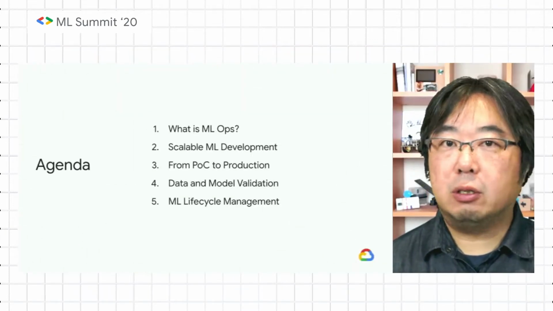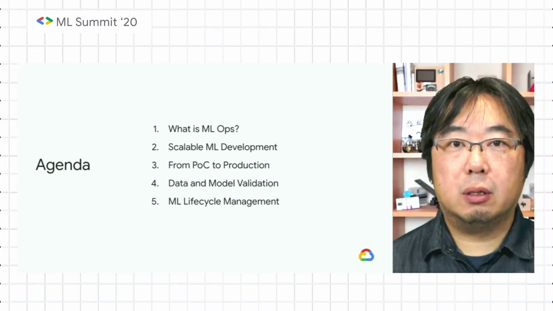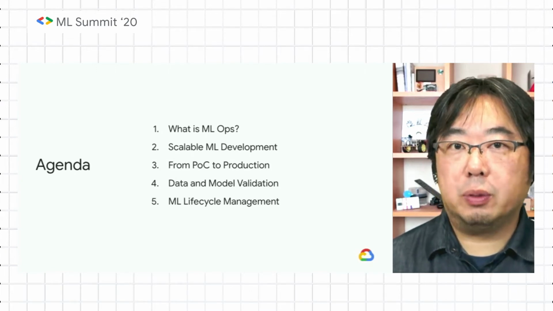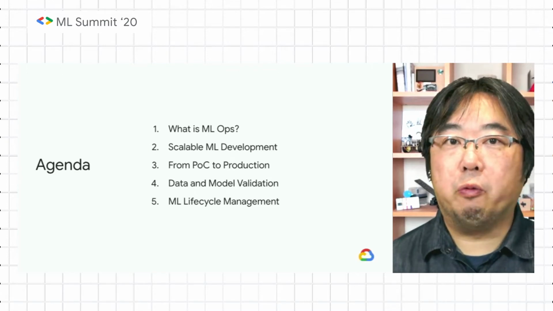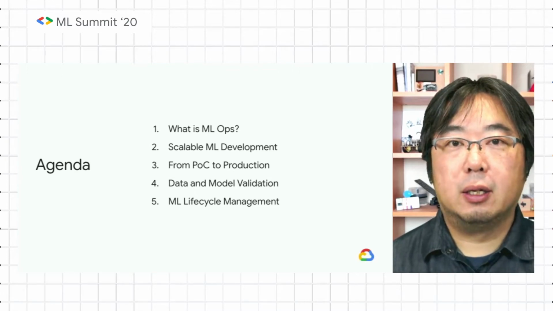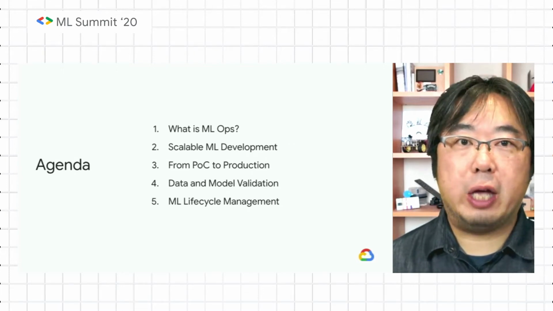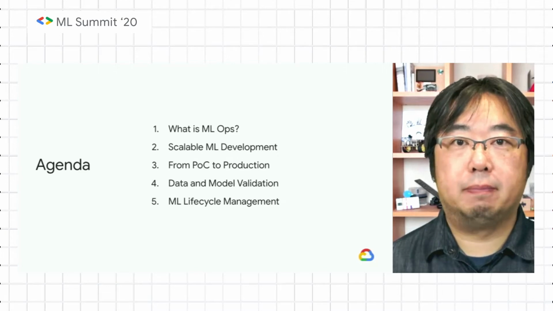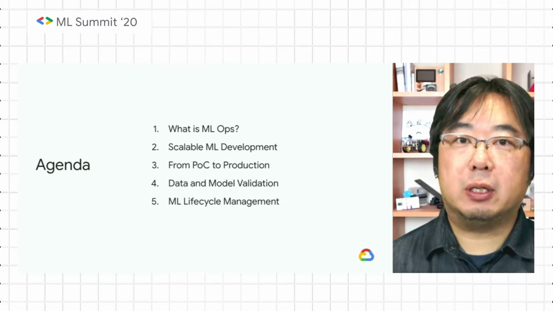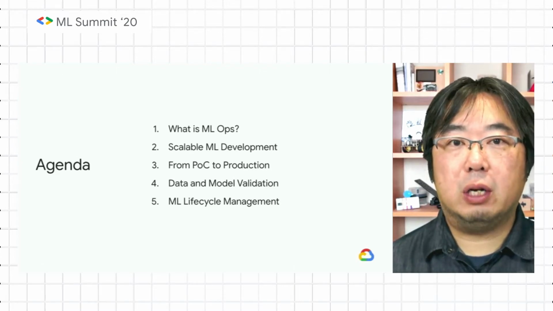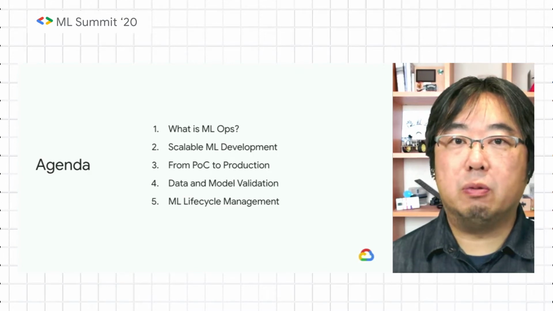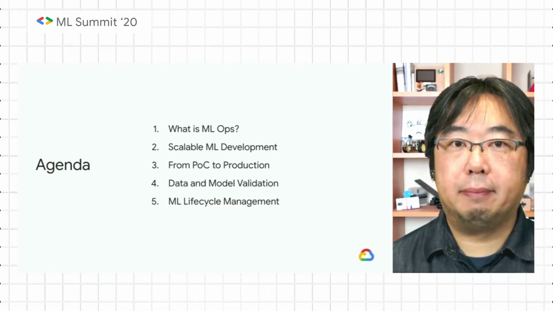In this session, I'd like to cover these topics. First, I will discuss what is ML Ops and how you can build a scalable machine learning development platform with Cloud AI. Then I will discuss what are the gaps between the POC and production and how to fill those gaps. And then I will discuss why the data and the model validation is important and how you can do that. Lastly, I'd like to explain how you can build a machine learning lifecycle management pipeline.